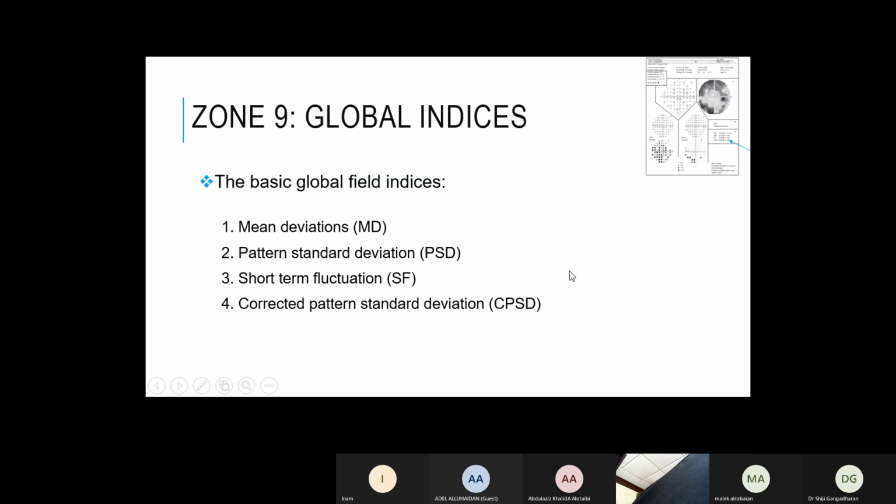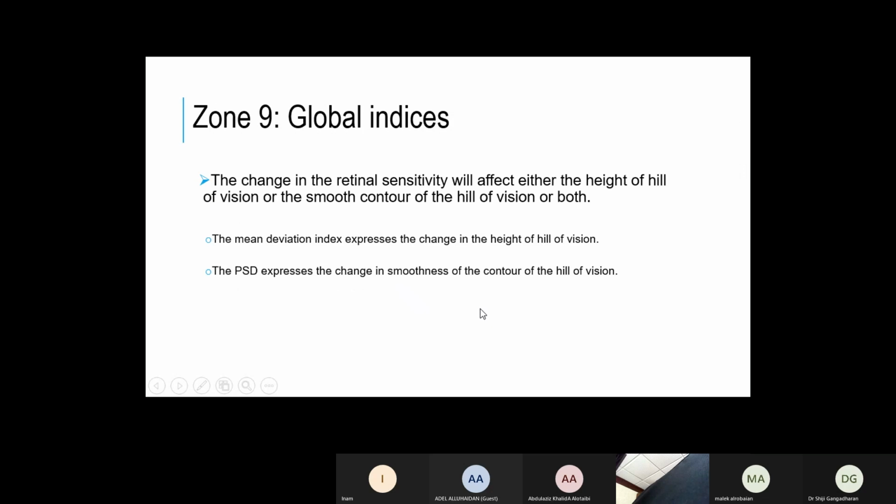The global indices are the basic global field indices. We have 4 of them: mean deviation and pattern standard deviation, which are the most important, and the short-term fluctuation and corrected pattern standard deviation. A change in retinal sensitivity will affect either the height of the hill of vision or the smooth contour of the hill of vision. You remember the hill of vision we talked about in the beginning. If the whole hill of vision is reduced, the mean deviation will be low. If the contour, the shape of the hill of vision, is changed, the pattern deviation will be increased.